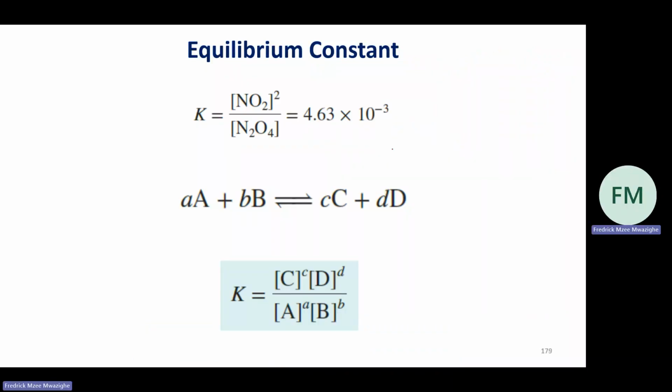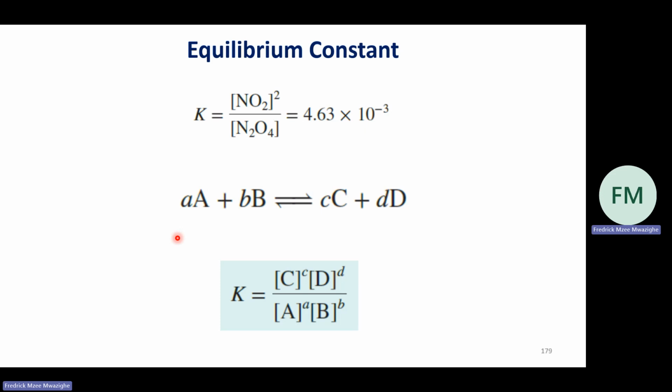If you look at this reaction, this is what we got. K is the equilibrium constant. It's given by the ratio of the square of the concentration of NO2 divided by the concentration of N2O4. The average value of those values of K that we got is 4.63 times 10 to the power minus 3.